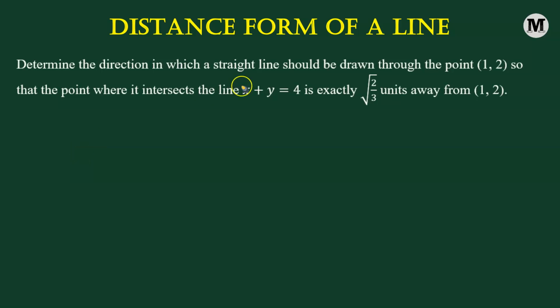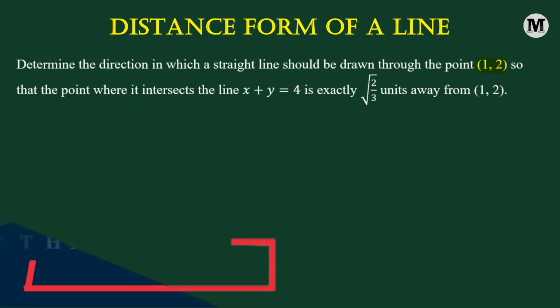Determine the direction in which a straight line should be drawn through the point having coordinates (1, 2), so that the point where it intersects the line x + y = 4 is exactly √2/3 units away from (1, 2).